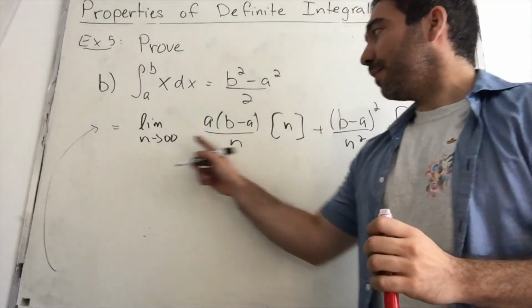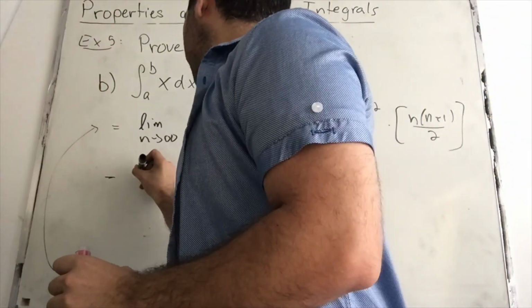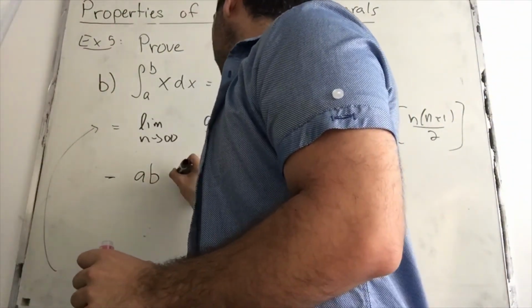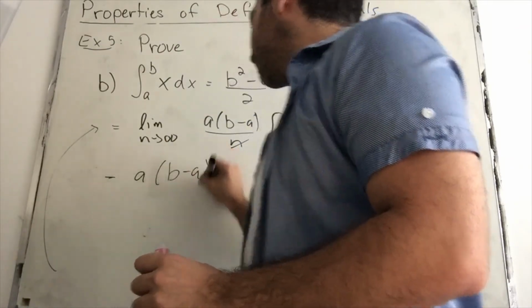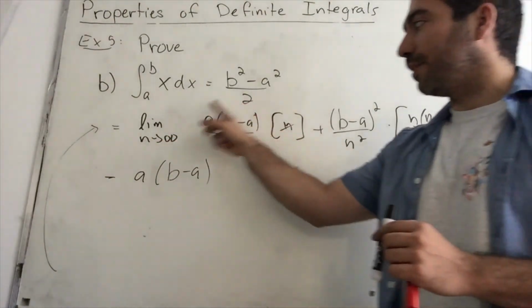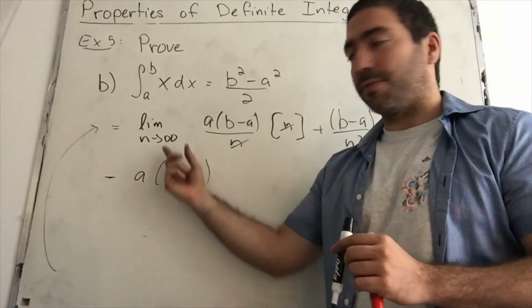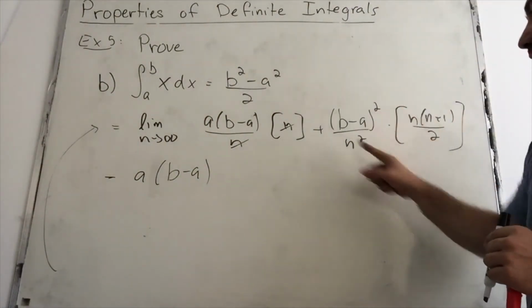So here we're taking the limit, so the n's essentially cancel, leaving us with just a times (b minus a). So this part is done. Because the limit is as n goes to infinity, the n's canceled, leaving us with just this term. Since there's no n's, the fact that n is going to infinity doesn't affect our constant here. But now we have to take the limit of this term.